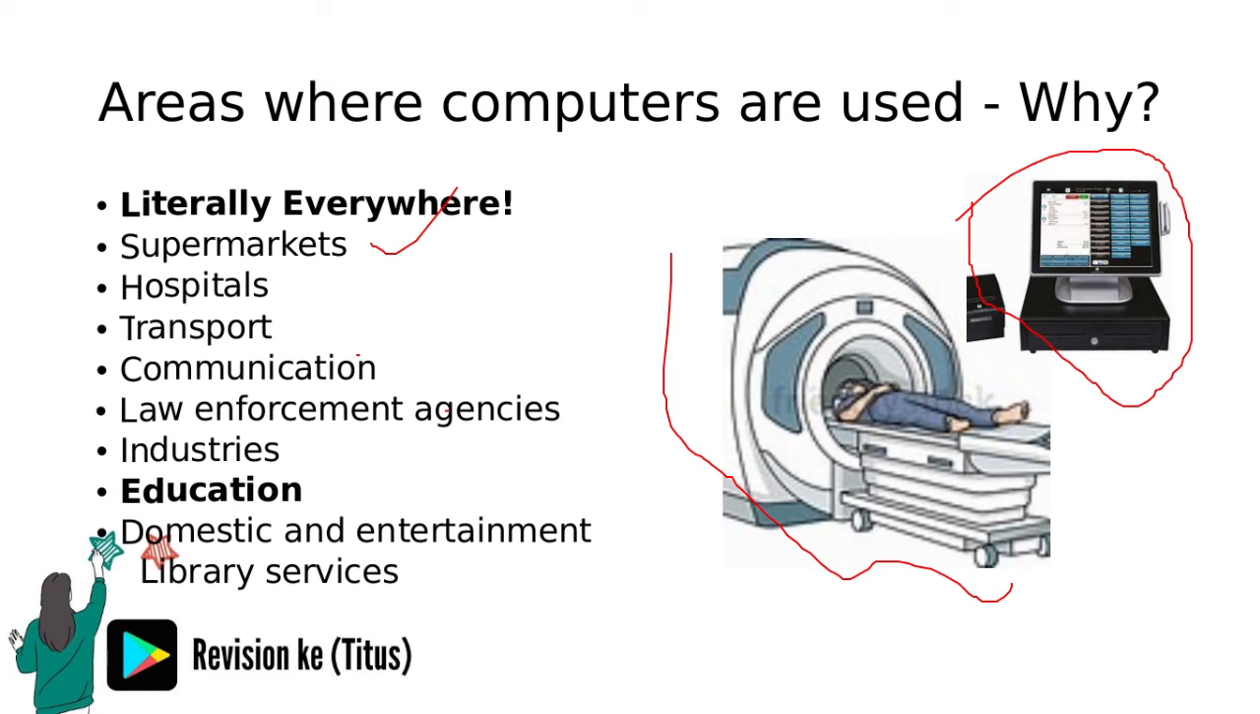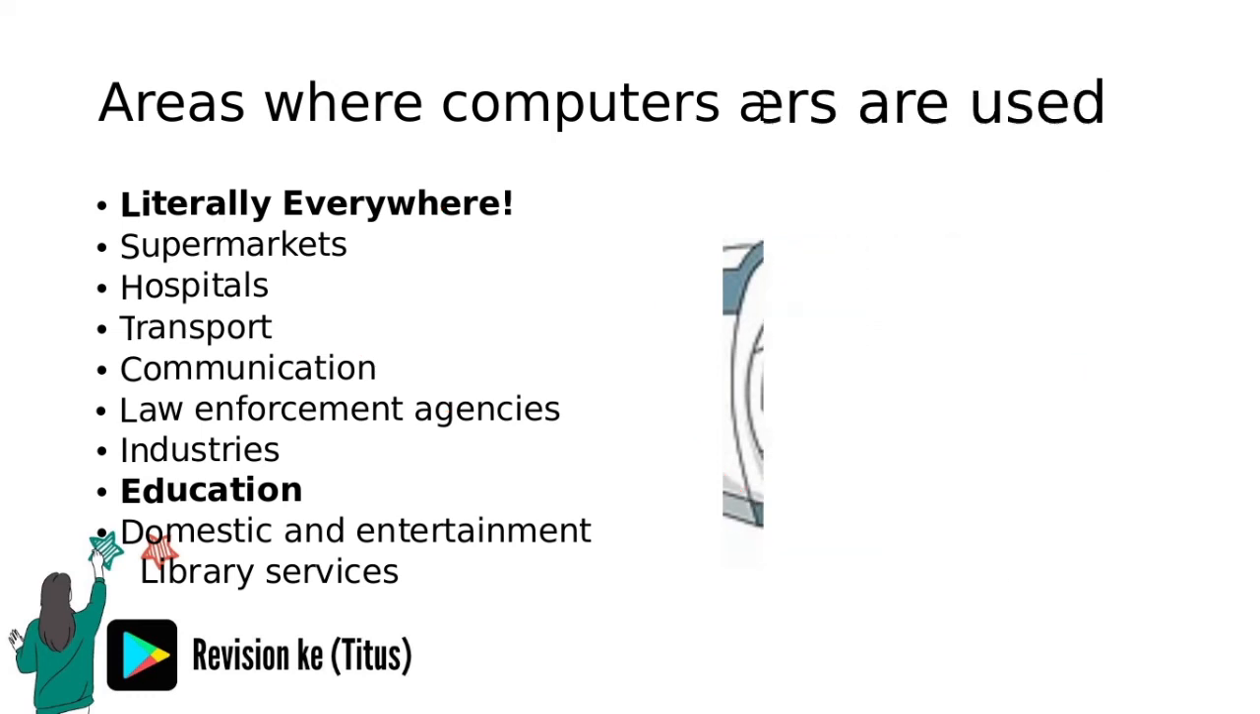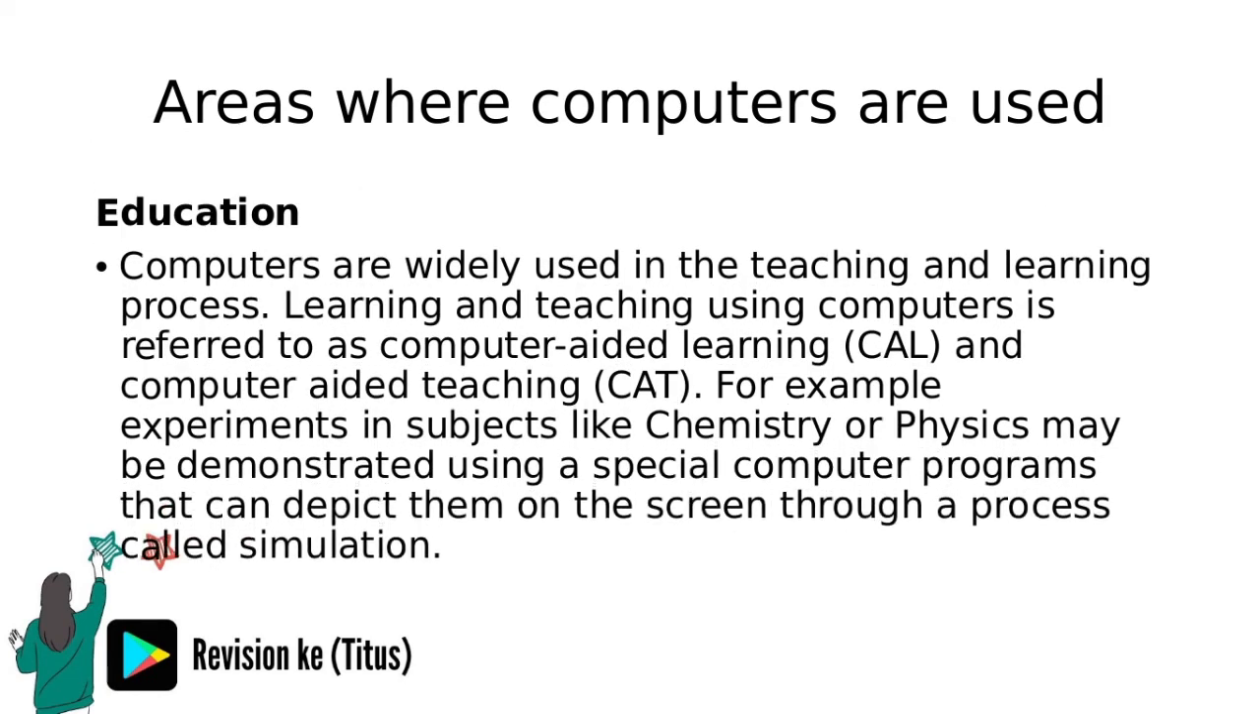So I'll focus on education, which is key to us right now. Computers are widely used in the teaching and learning process. Learning and teaching using computers is referred to as computer-aided learning and computer-aided teaching. For example, experiments in subjects like chemistry and physics may be demonstrated using a special program that can depict them on the screen through a process called simulation. Another application of computers in education is exactly what we are doing right now, online learning.